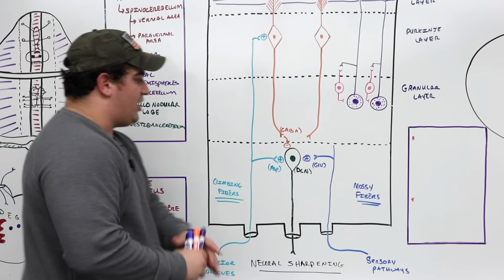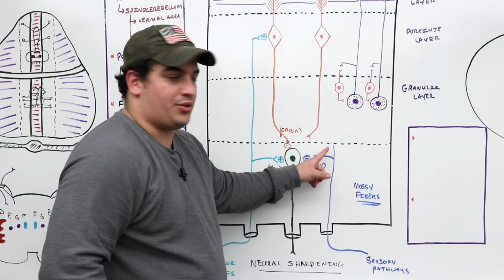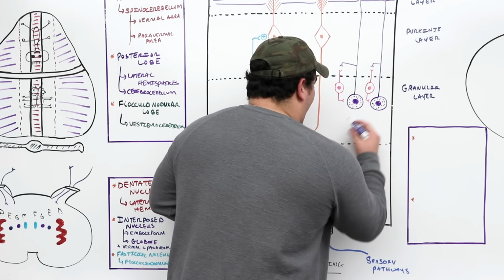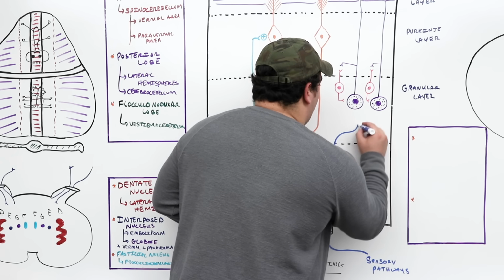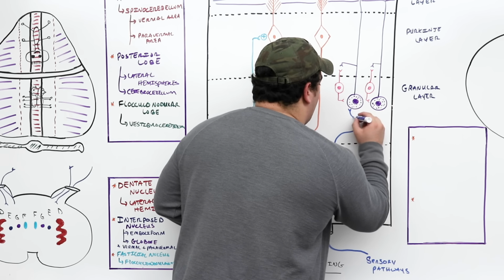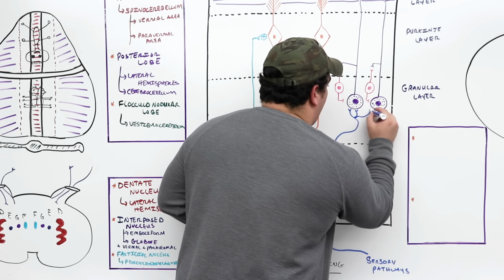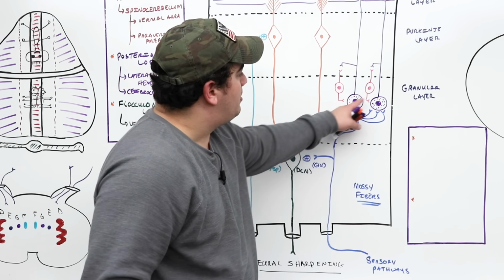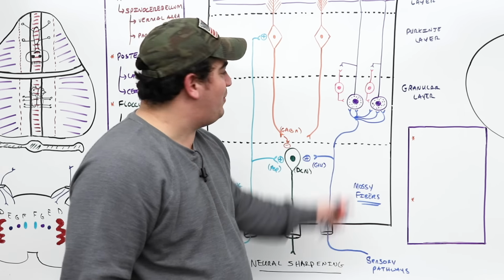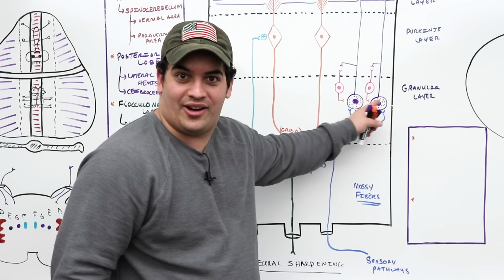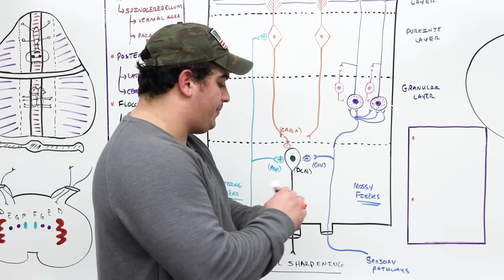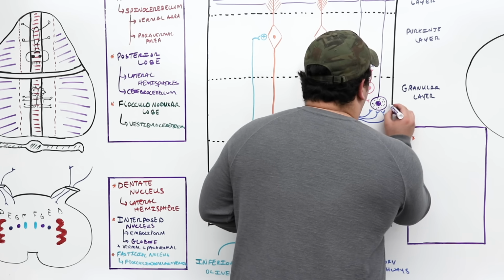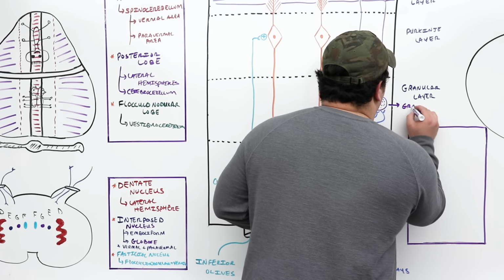Mossy fibers will give off this stimulus, activate this, but here's where it gets a little interesting. It comes up to the granular layer. In the granular layer, it gives off its axons that go and connect with the specific cells in this area. What do we call this area? The granular area, the granular layer. What do you think those cells are? The granule cells. So these cells right here are called granule cells.